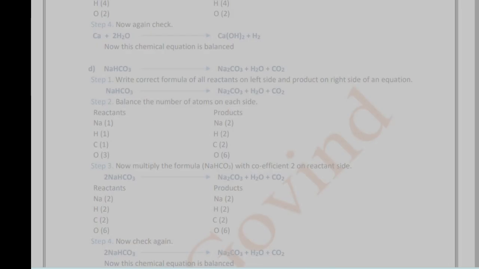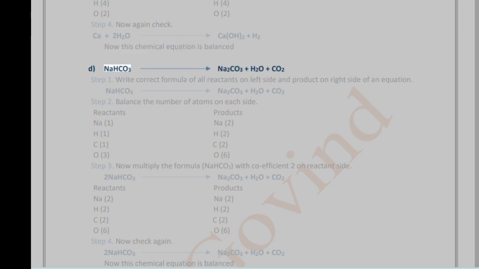Ca1, Ca1, H4, H4, O2, O2. Step 4. Now again check. Ca + 2H2O → Ca(OH)2 + H2. Now this chemical equation is balanced.